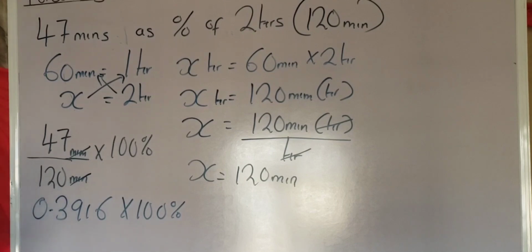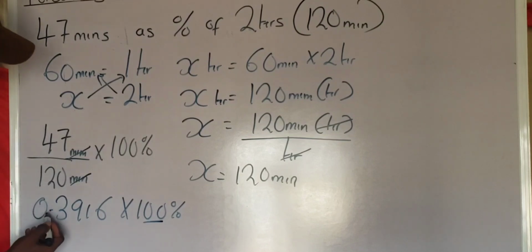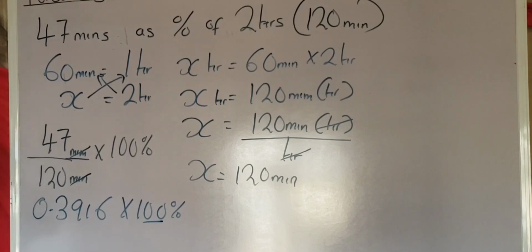0.3916 multiplied by 100%. And you can do this without making use of a calculator. Since 100 has 2 zeros, you just have to move the decimal point 2 steps towards the right. Are you paying attention? You just have to move the decimal point 2 steps towards the right.